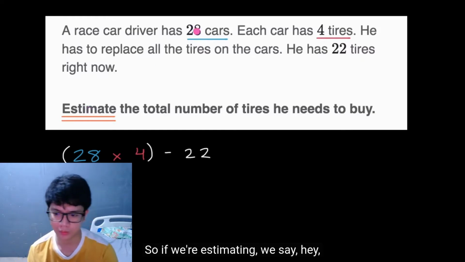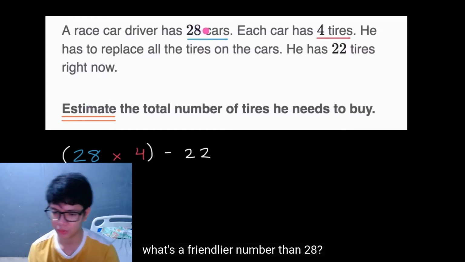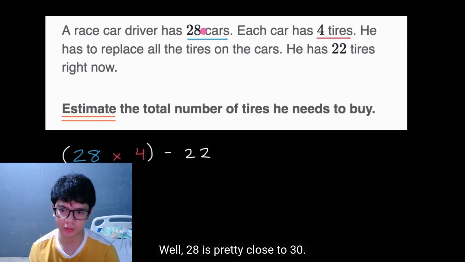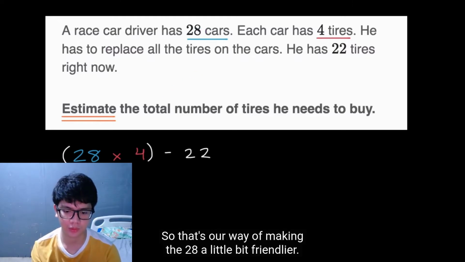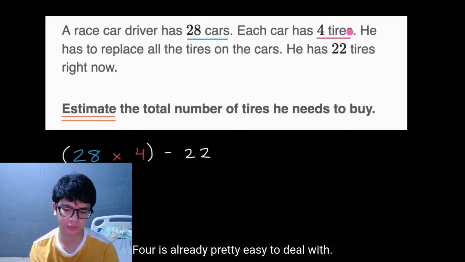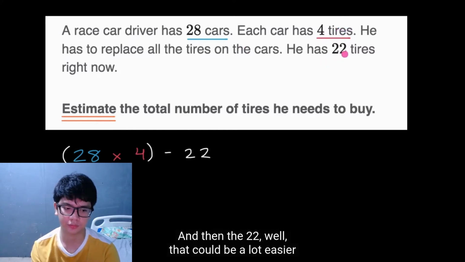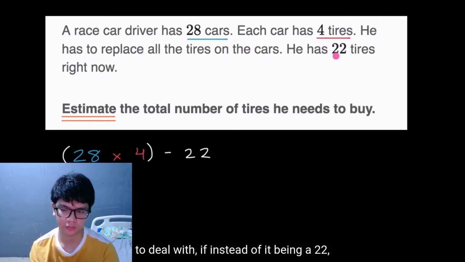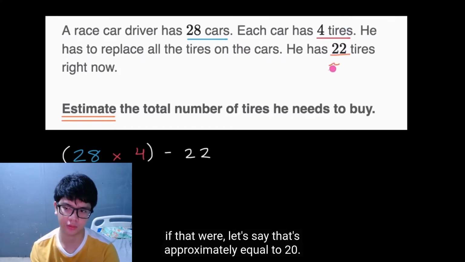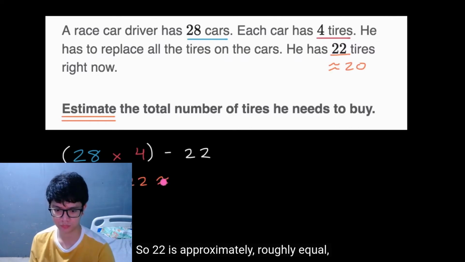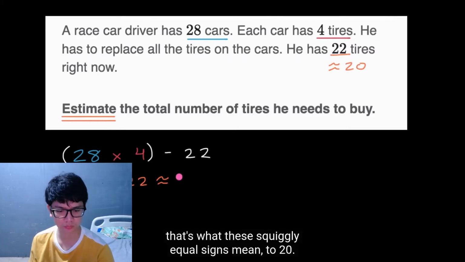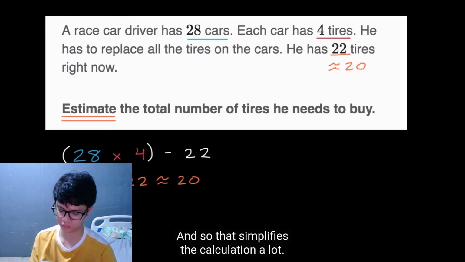So if we're estimating, we say, what's a friendlier number than 28? Well, 28 is pretty close to 30. So that's our way of making the 28 a little bit friendlier. 4 is already pretty easy to deal with. And then the 22, well, that could be a lot easier to deal with if that were approximately equal to 20. So 22 is approximately, roughly equal, that's what these squiggly equal signs mean, to 20. And so that simplifies the calculation a lot.